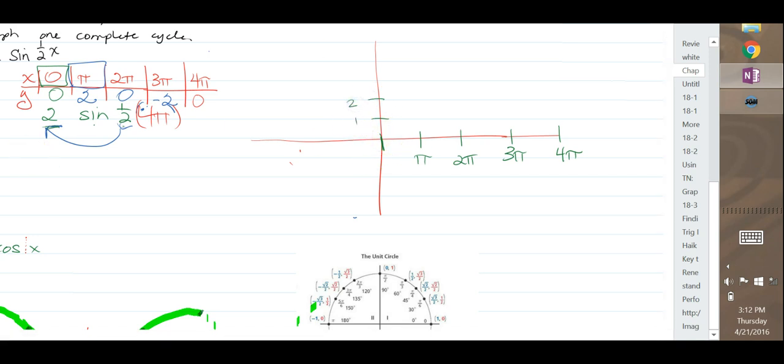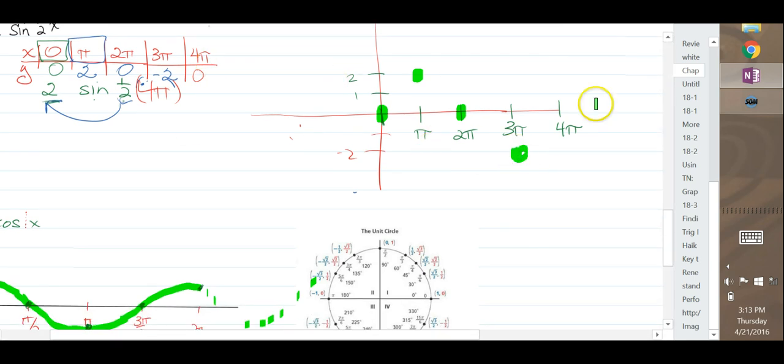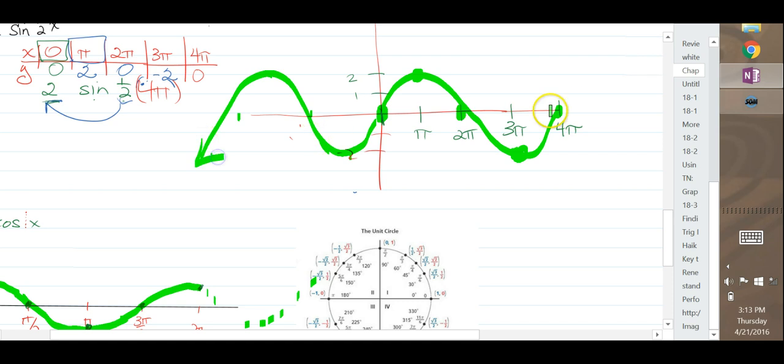When x is 0, y is 0. When x is pi, the y is 2. When x is 2 pi, right here, the y is 0. When x is 3 pi, it's negative 2. Forgot to put those 2 points on. So I'm going to go down here. And then when x is 4 pi, it's 0. And now I have my function. Now you can imagine that it continues. It's periodic. So you can actually just count your grid and continue to graph this and take it past one cycle or one wavelength. And that's how you do these.